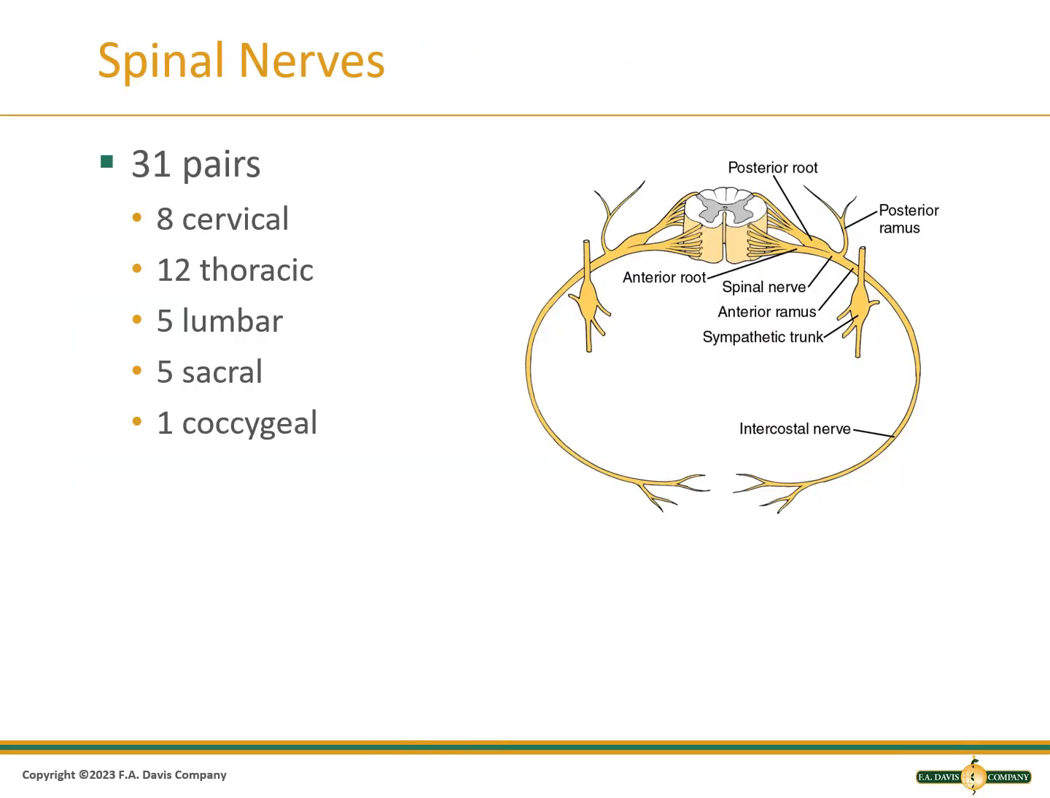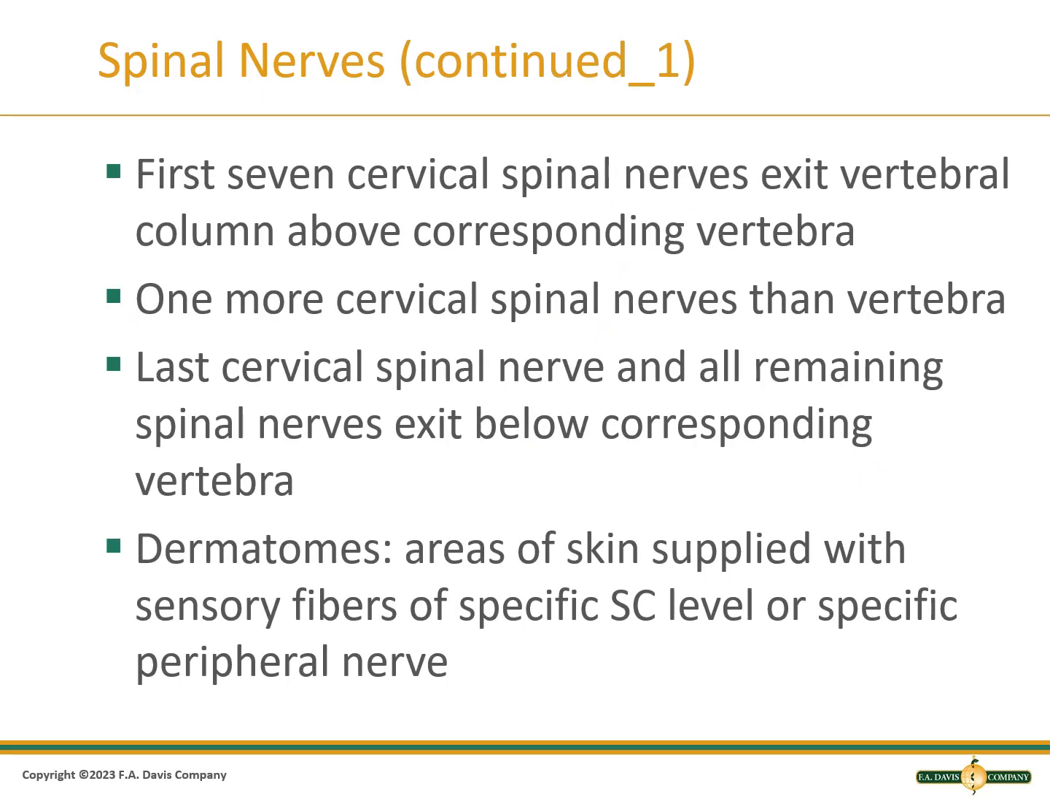After cranial nerves, we have our spinal nerves, and so these are arising from the spinal cord. We have 31 pairs of spinal nerves: 8 cervical, 12 thoracic, 5 lumbar, 5 sacral, and 1 coccygeal. Since there are more cervical spinal nerves than there are cervical vertebrae, there is a change in how the spinal nerves emerge from the vertebral column at the transition to the thoracic spine.